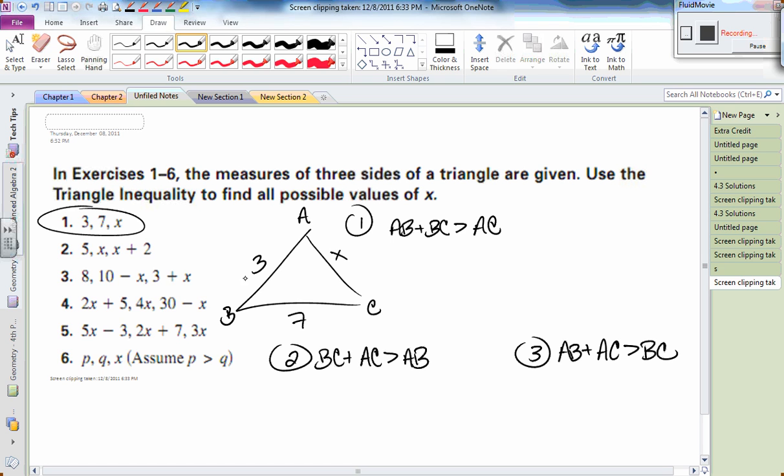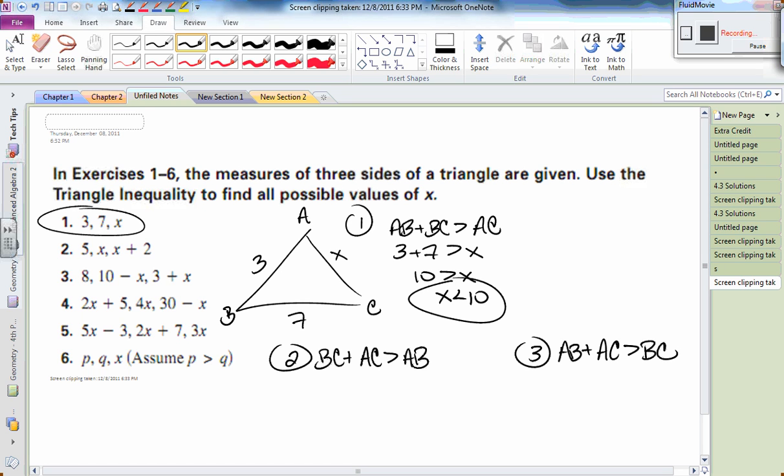From here, you just plug in the corresponding values. AB is 3, BC is 7, has to be greater than AC, which is x. Here, we can combine like terms. 10 has to be greater than x, or x has to be less than 10.